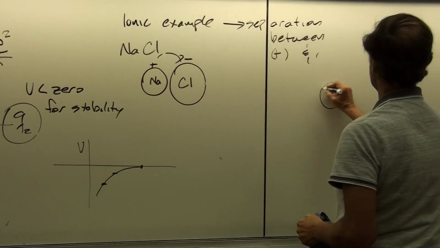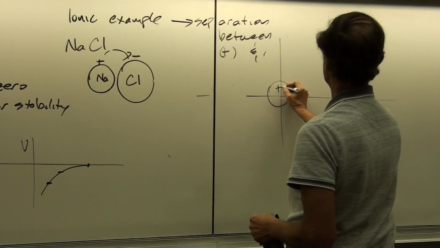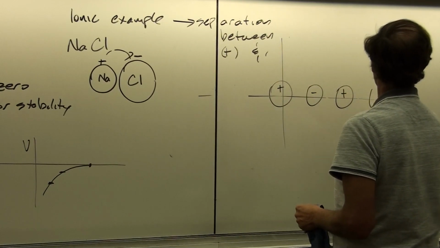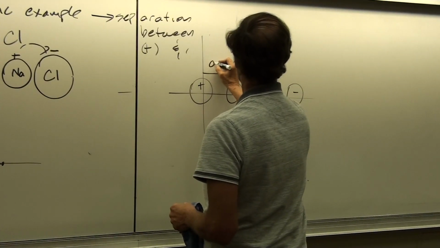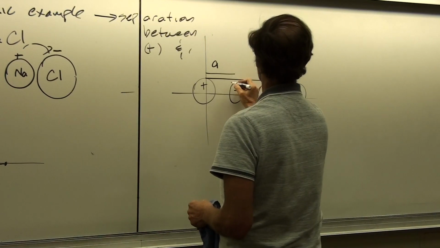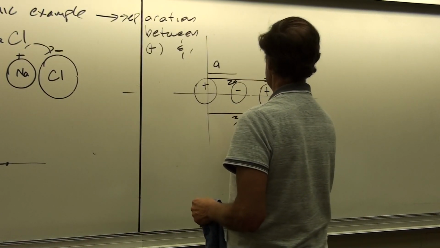So here we'll start in the center, and let's just do this along a line. This one is positive, the next one is negative, the next one is positive, the next one is negative. This distance here would be, let's call it A. Then this distance would be 2A. This distance here would be 3A.